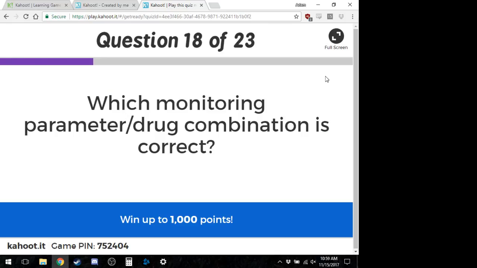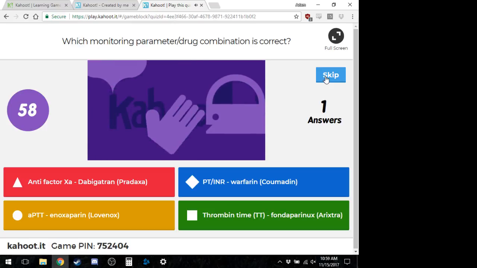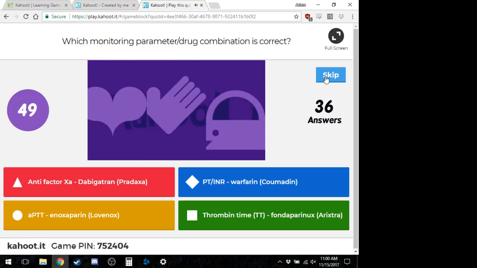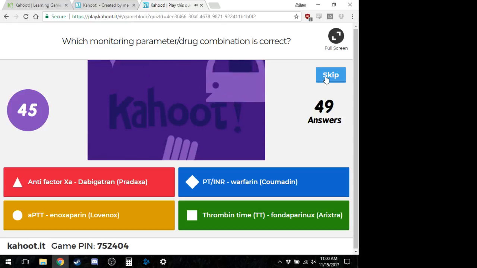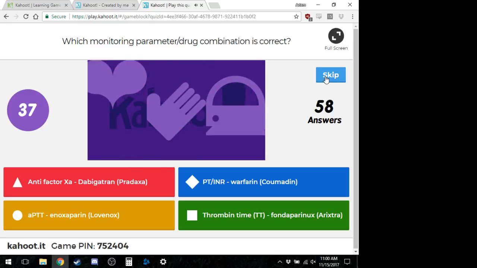Which monitoring parameter drug combination is correct? Let's go back to heme, I believe. Kind of talked about this already, so let's see if you guys remember. Probably had it on a test today, if I had to guess. No traps.